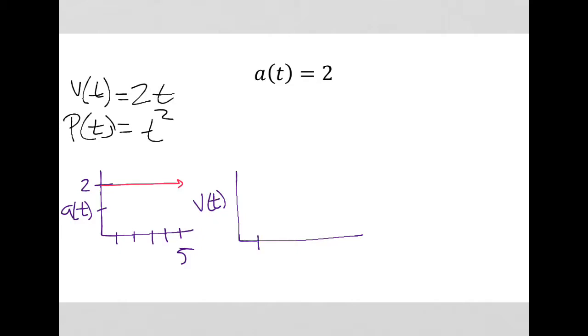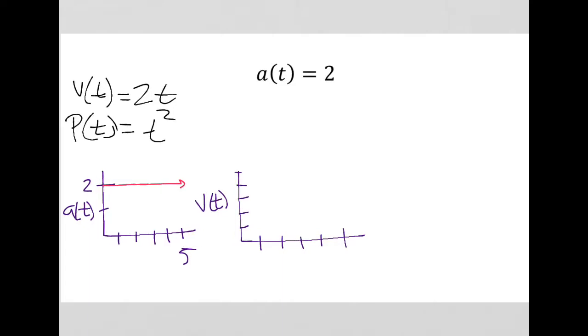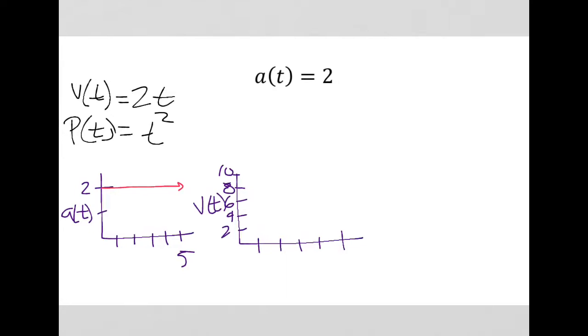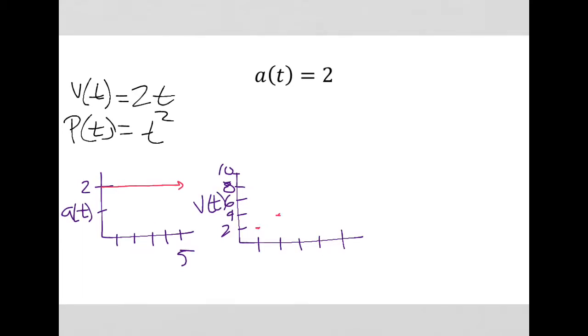So velocity, again, 0, 1, 2, 3, 4, 5. Velocity is the function 2t. So every single x value, you get 2 in the y value, a slope of 2 right there. And so we're going to get this point, 2, 4, 6, 8, and 10. X value of 1, we're going to get a y value of 2. X value of 2, we get a y value of 4. 3 is going to go to 6. And 4 is going to go to 8. And 5 is going to go to 10.